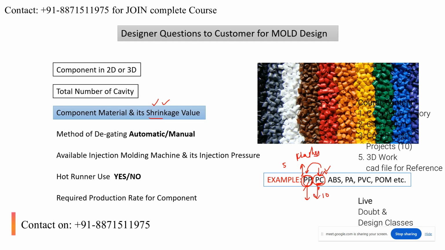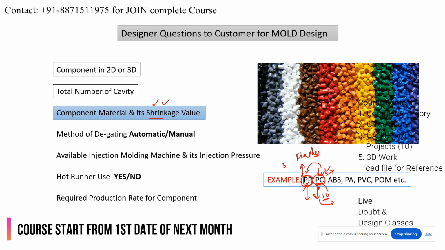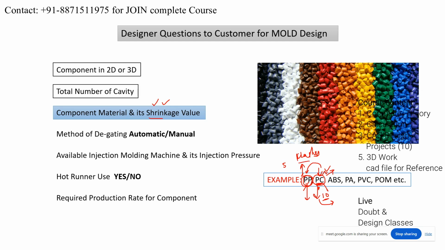Depending upon that PC material, we will design the mold, because the customer says that we will use PC polycarbonate material. So it has twice the density of the PP. Understood? Flashes are a type of molding defect. That's why we have to confirm from the customer end what material we will use for the production of that component. Is it clear? So this is very important.